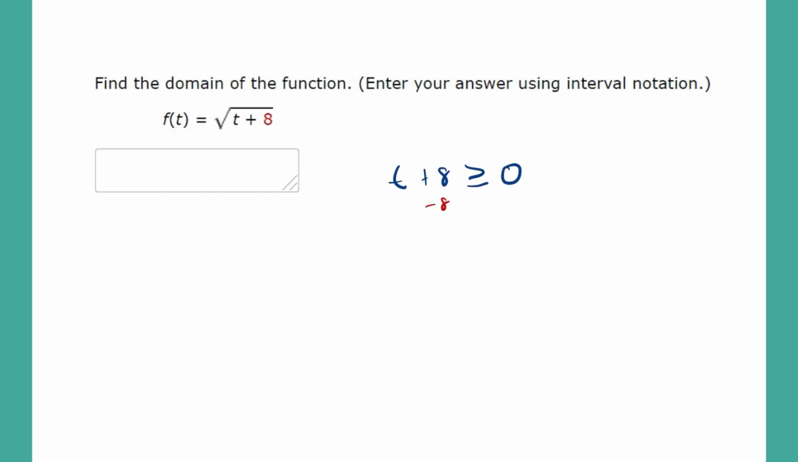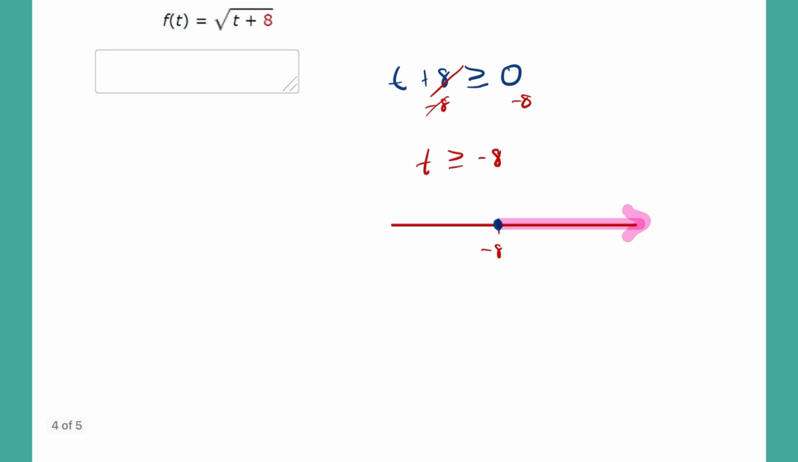Subtract 8. T will be greater than or equal to negative 8. And on a number line, if you were to graph that, greater than or equal to would be a closed circle. Greater than would go to the right. And so that would be written as closed bracket, negative 8, comma, positive infinity. So this would be your final answer in interval notation.